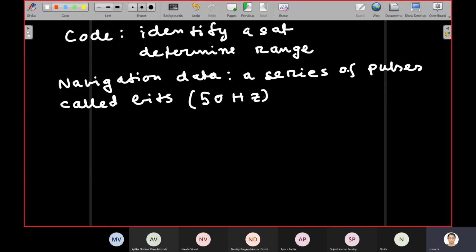It has a frequency of 50 hertz. It will be on that order. 50 hertz means you have how many pulses in a second? 50 pulses in a second, right? And what is the duration of one pulse? 1 by 50, that will be 20 milliseconds. So each pulse is of duration 20 milliseconds. Okay? So this is how you represent code.